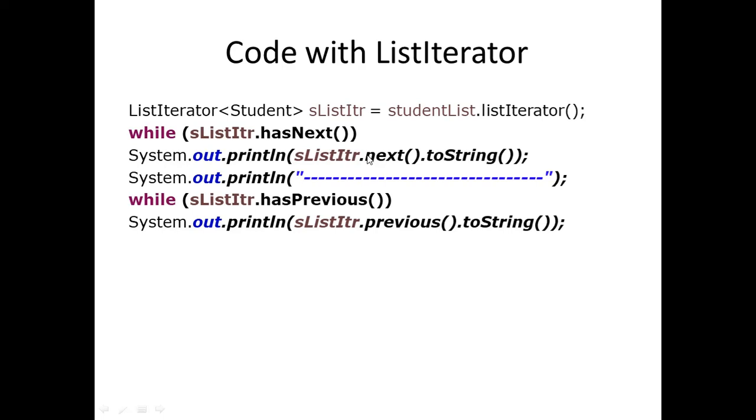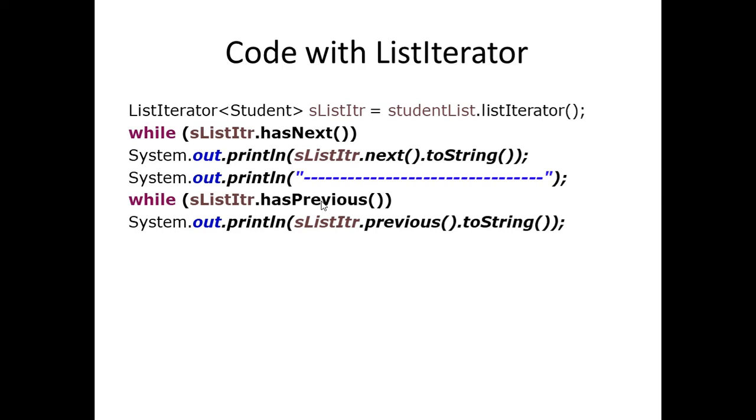So once all the details of the student list get printed, where will the list iterator be? It will be at the end of the list. So from the end of the list, you can traverse back using the method hasPrevious. Remember, the hasPrevious method, the Iterator interface does not have.